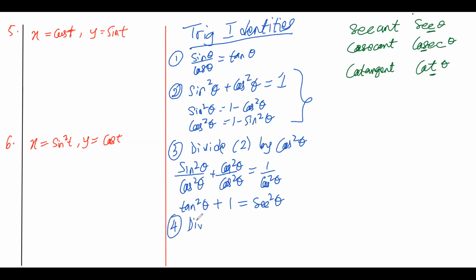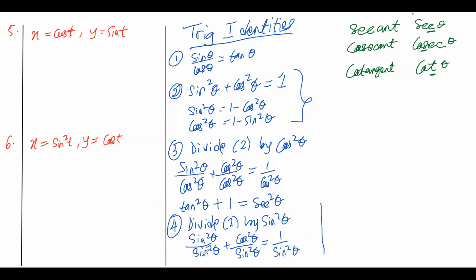If I divide the same 2 above by sine squared this time, I'm going to have my sine squared theta divided by sine squared, my cos squared divided by sine squared, and 1 divided by sine squared. So from here, sine over sine is 1. Cos over sine is inverse of sine over cos, which means inverse of tan, and inverse of tan is cot. And 1 over sine is what? Cosec.